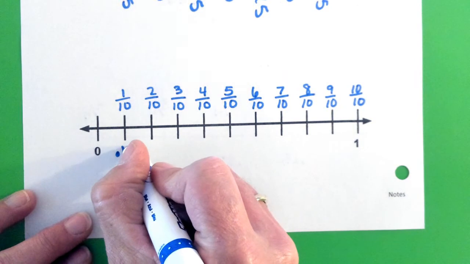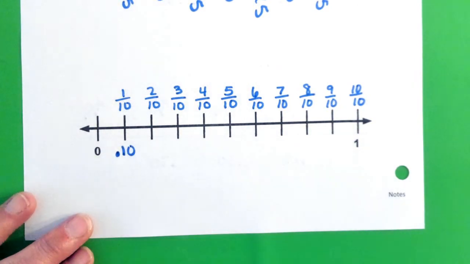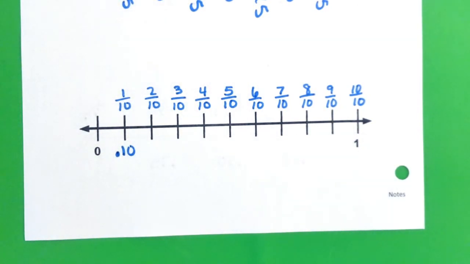If you want, you can add a 0. It's a good idea for this chart to add a 0 and go at least 2 decimal places. So, 10 cents, 0.10.